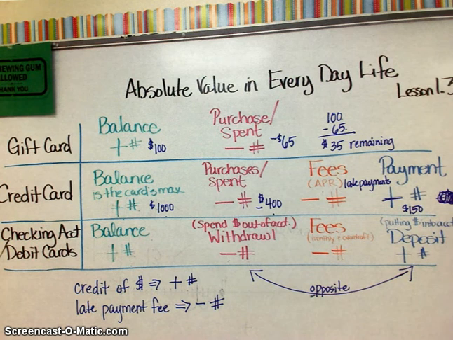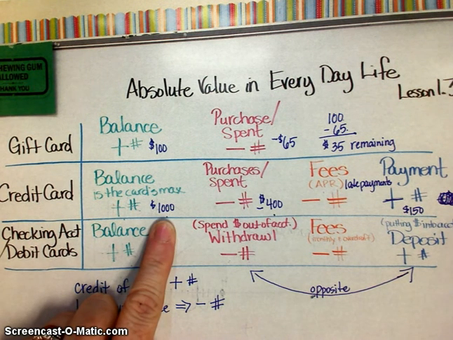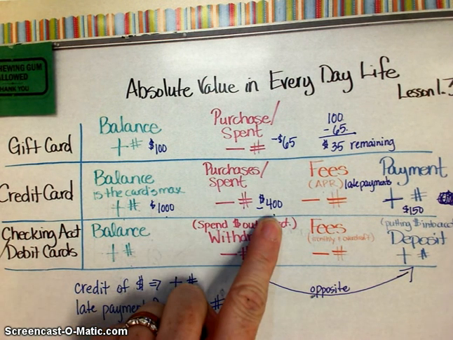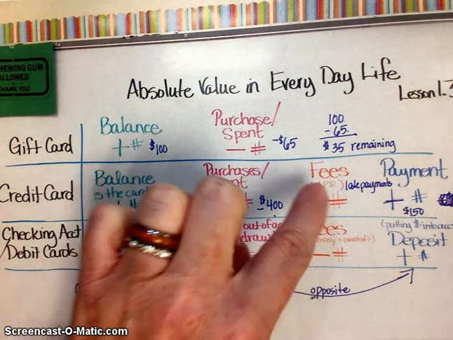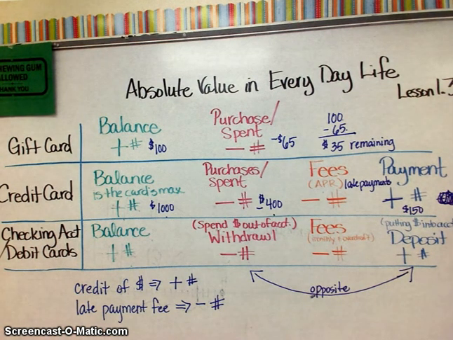So in that particular case, if you started off with $1,000 and you spent $400, you would have a $600 balance. But if you paid back $150, your balance now would be $750, barring you didn't have any fees.